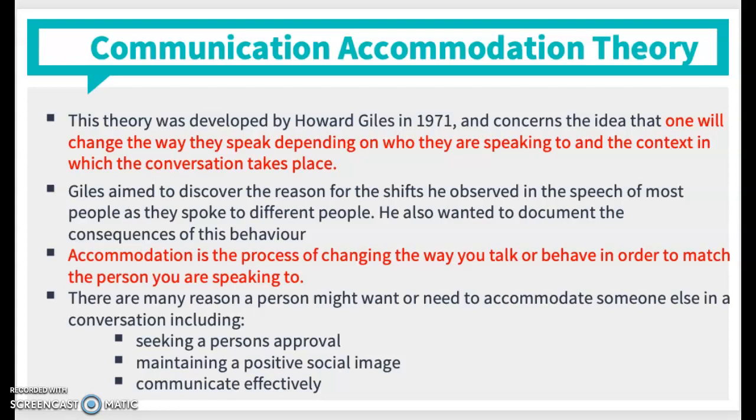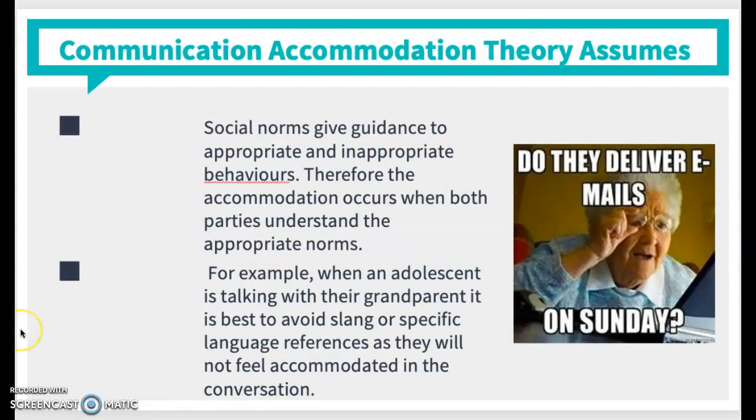Giles really wanted to discover the reason why people change their behaviour when they speak to different people, and the consequences of the changes to their behaviour. So accommodation is really just the process of changing the way that you speak or talk to match the person you're speaking to. It might be to seek someone's approval, to maintain a positive social image, or in an attempt to communicate more effectively. The overriding concept of the theory is that during conversation, each participant will attempt to adjust their communication style to find a balance, and will do this by creating, maintaining, or decreasing social distance.